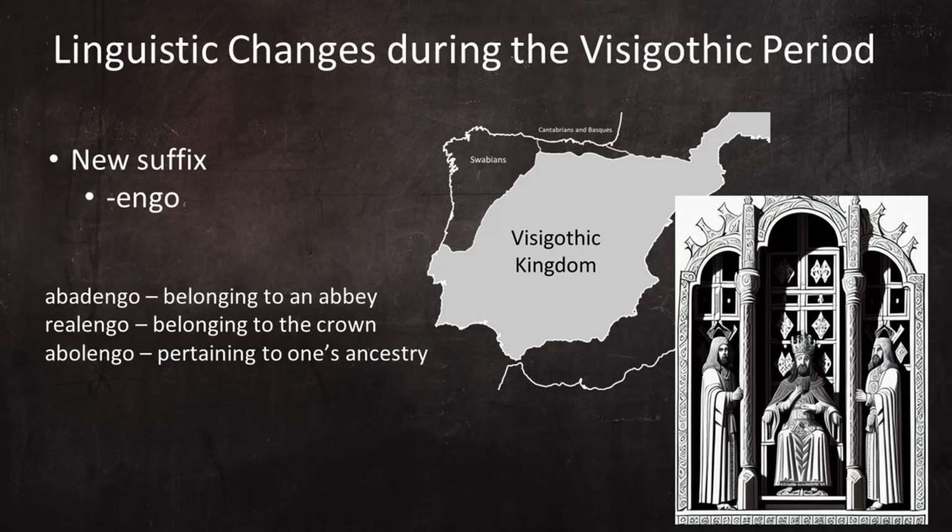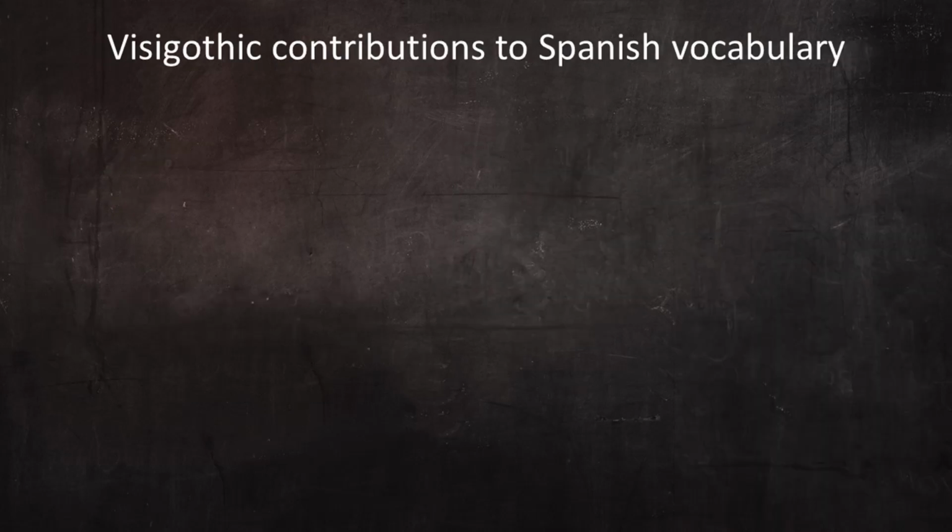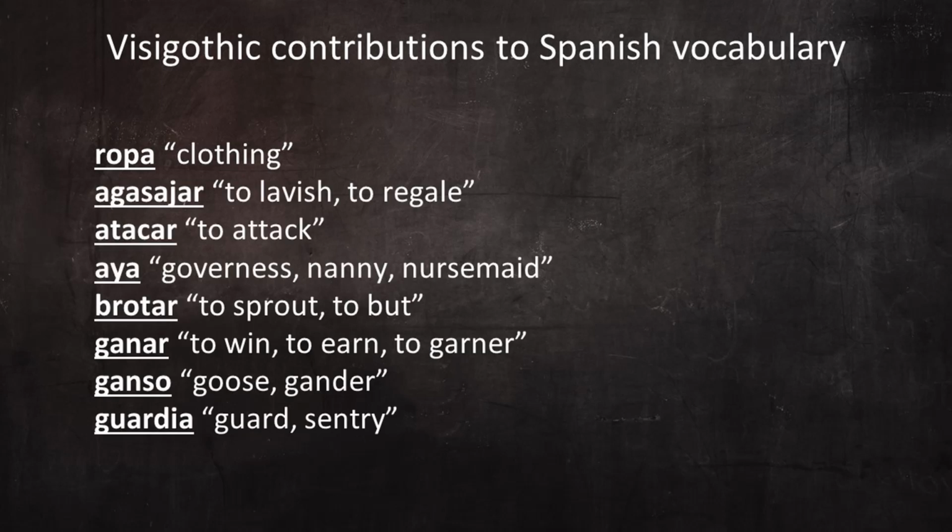This suffix was never particularly widely used, and is only found in a few surviving Spanish words that aren't terribly common. I've never seen a list of Spanish vocabulary words believed to be of Visigothic origin that was longer than about 10 items. By far the most common is the word ropa, meaning clothing. Here are some others you may recognize.